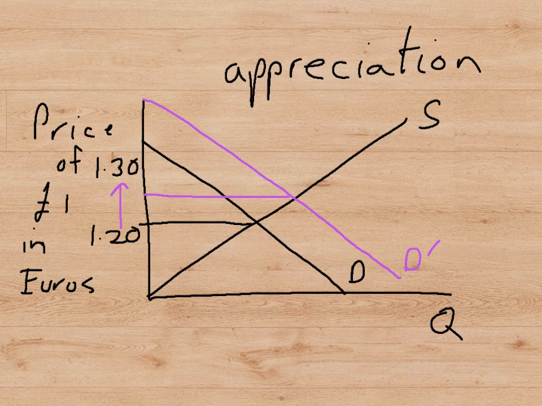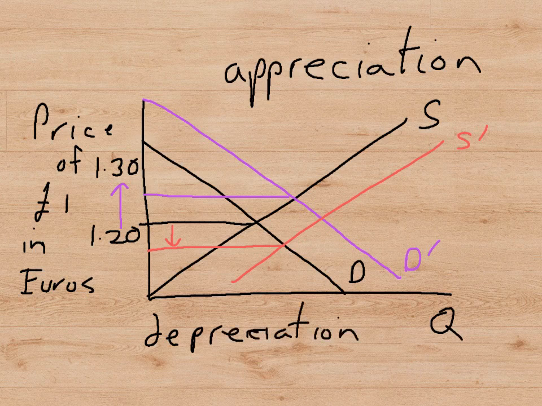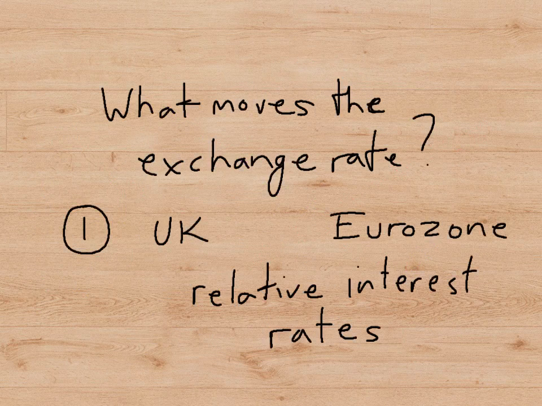On the other hand, if the supply curve, for example, of the pound was to shift to the right, it's clear from this diagram that the exchange rate would go down. This is called a depreciation of the currency, in this case, the pound. So if the pound was valued at €1.20 and it fell to €1.10, that would be a depreciation of the pound against the euro. So these are the words we use: appreciation and depreciation of the currency.